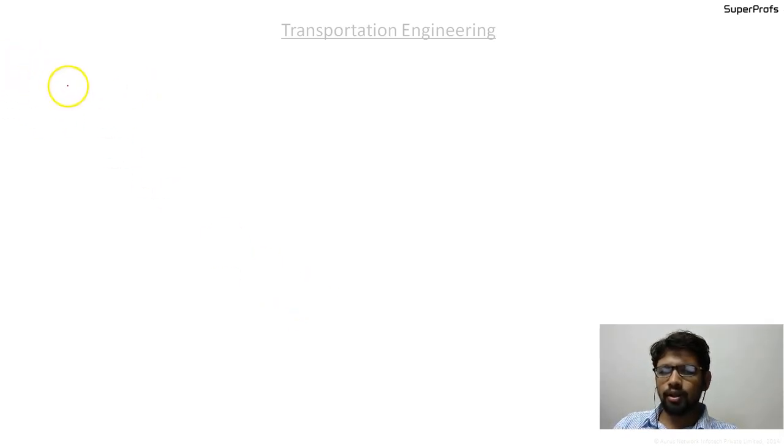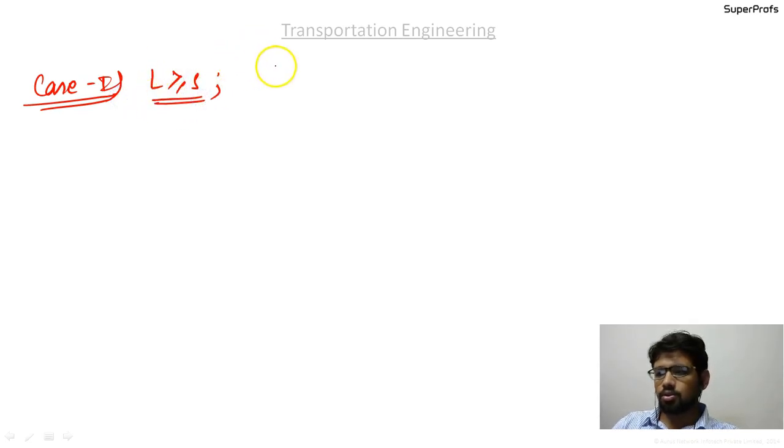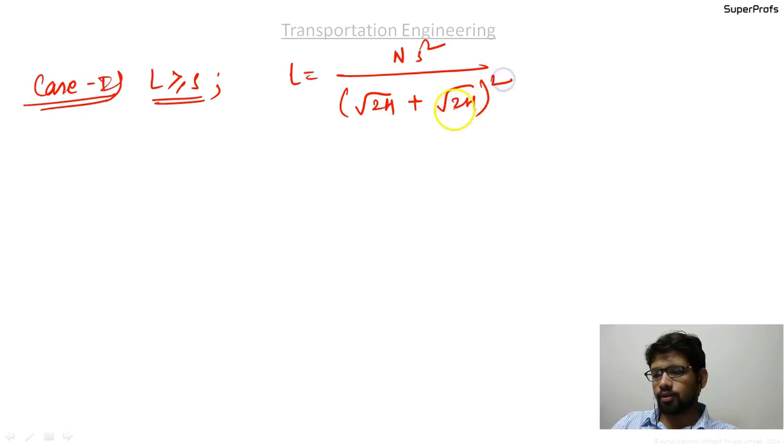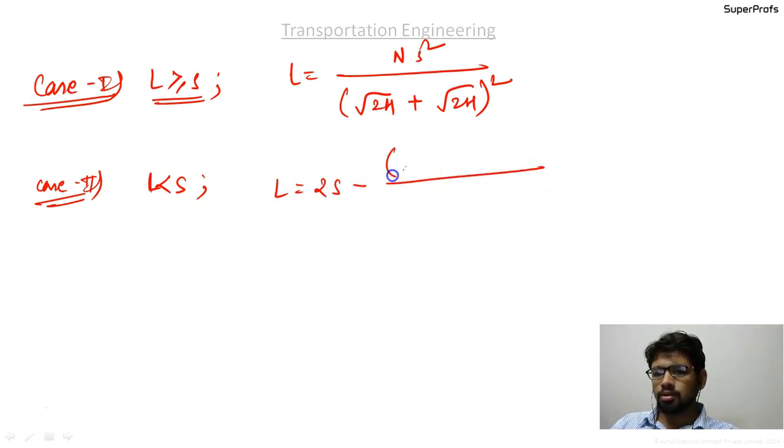The change will be that in place of small h, it will now be capital H. For case 1, length of the curve greater than or equal to S, L equals N S squared upon the square of root of 2H plus root of 2H, whole squared. Case 2, length of the curve less than S, so L equals 2S minus the square of root 2H plus root 2H, whole squared, upon N.